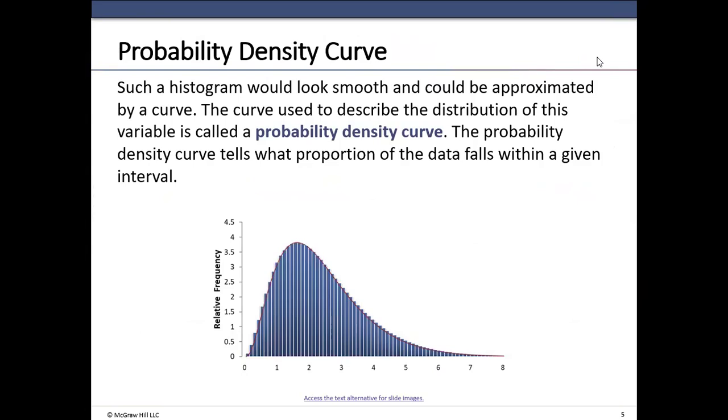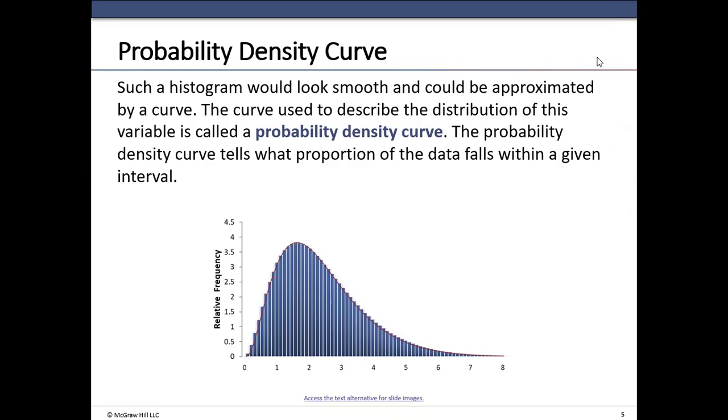Such a histogram would look smooth and could be approximated by a curve. So basically, you join the roofs of each rectangle. The curve used to describe the distribution of this variable is called a probability density curve. The probability density curve tells us what proportion of the data falls within a given interval. So it tells us what proportion of the total data falls within a given interval.